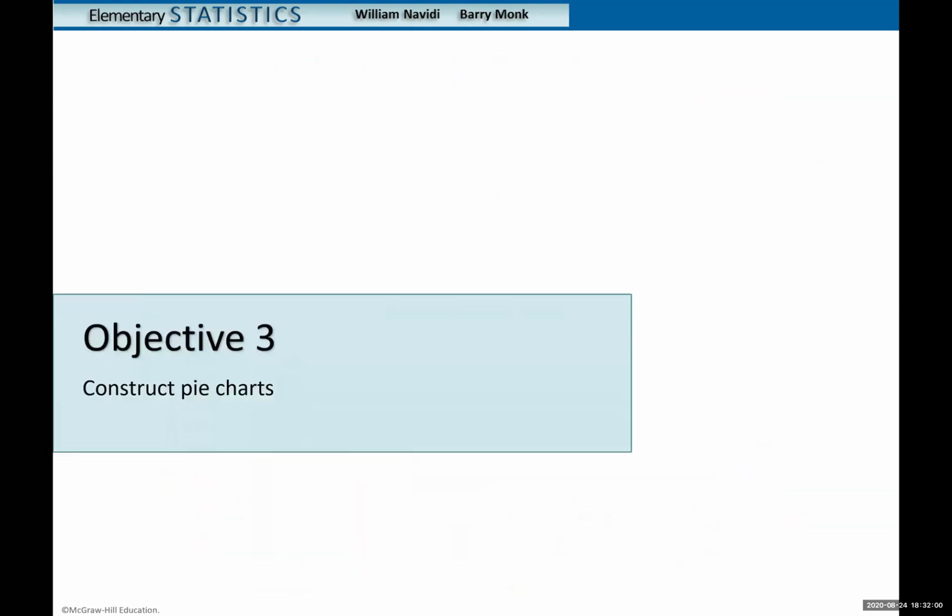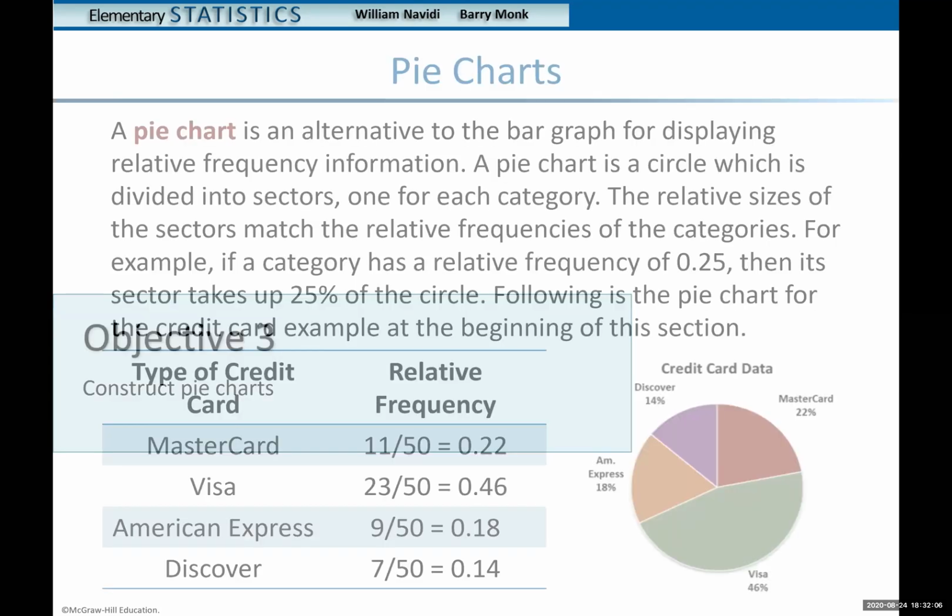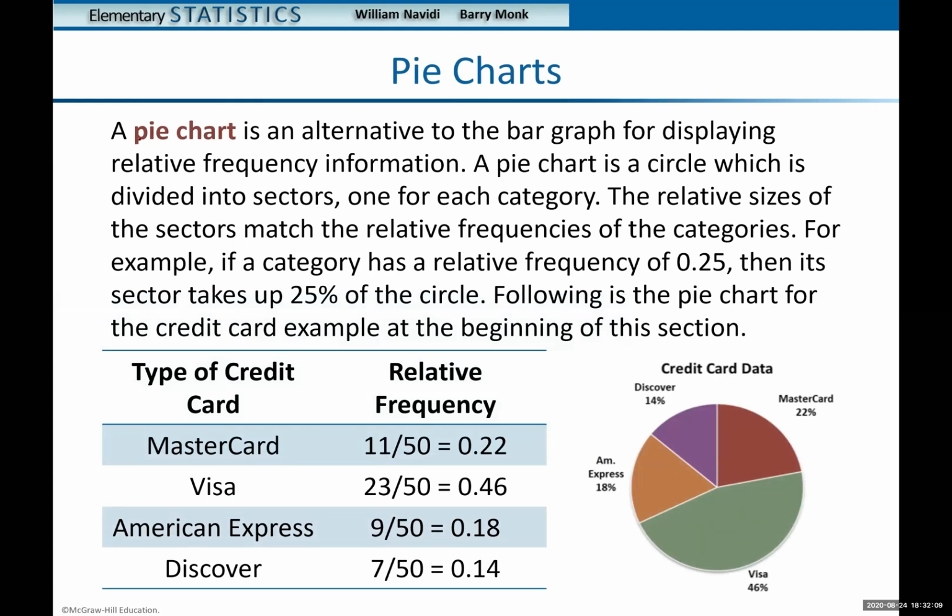All right, next one is constructing pie charts. Most of us know about pie charts, right? If you want to copy the definition, it's an alternative to the bar graph for displaying the relative frequency information. Let's say you have the different types of cards again here, and you know how to compute the RF, the relative frequency. We did that earlier: 0.22, 0.46, 0.18, and 0.14. So instead of using bars, you can use a pie chart, a circle divided using these percentages: 22%, 46%, 18%, and 14%.